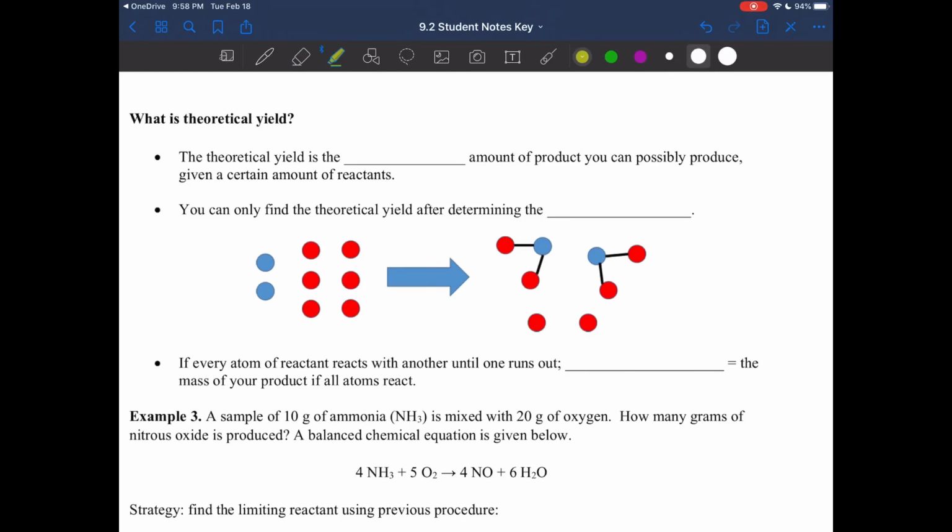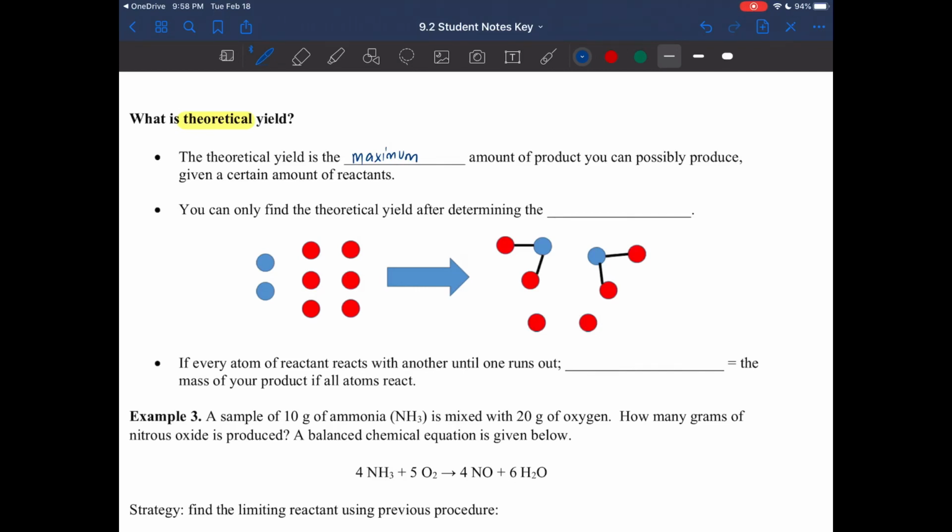So theoretical yield, you could think of that in theory, how much will I yield? How much will I make? So the theoretical yield is the maximum amount of product you could possibly produce given a certain amount of reactants.